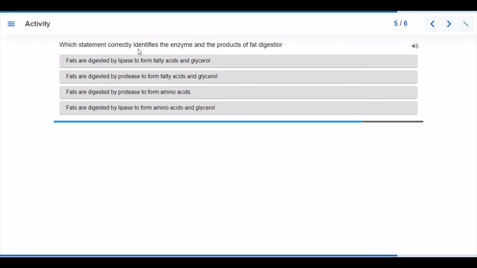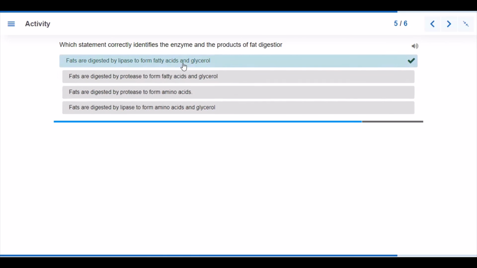Which statement correctly identifies the enzyme and the products of fat digestion? Fats are digested by the enzyme lipase to form fatty acids and glycerol. Correct.